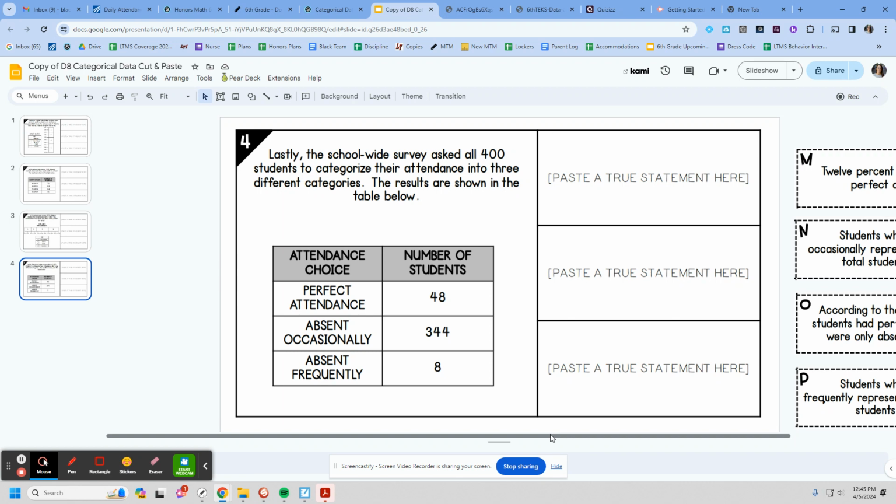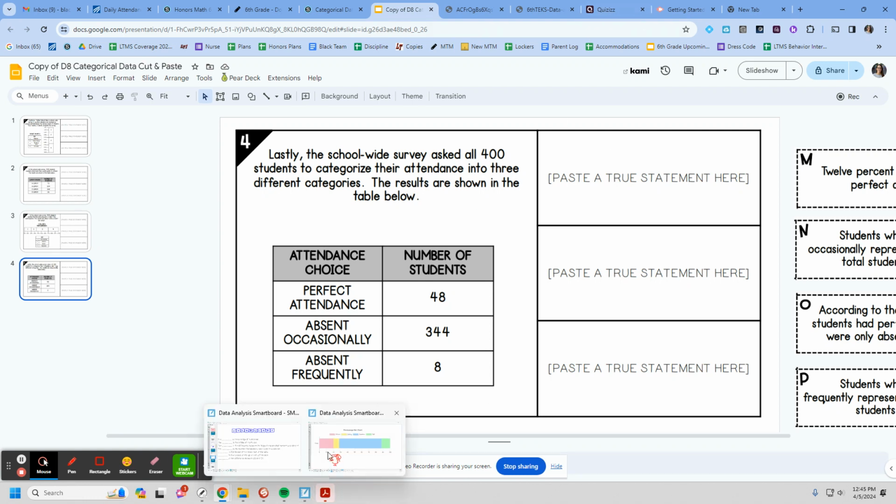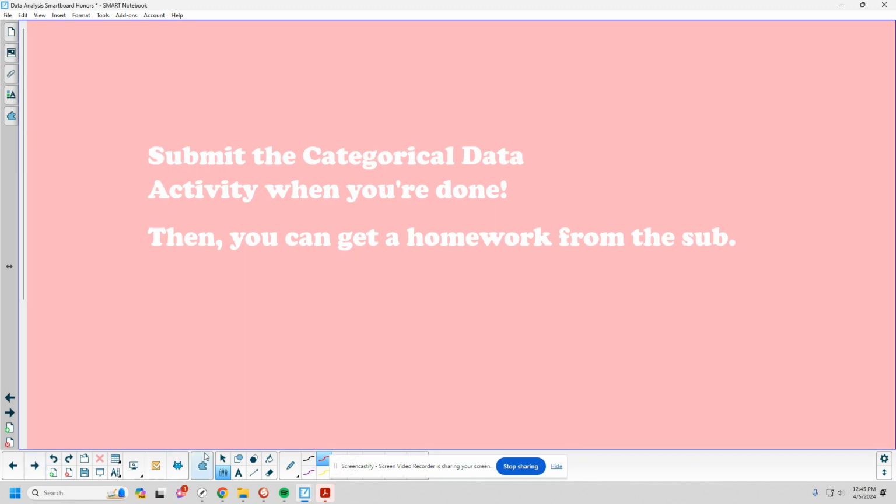All right, you guys are going to need some scratch paper, so help yourself, or a whiteboard. Make sure you do a good job on this because I'm going to have you submit it when you're done. So the plan will be to work on the slides, submit that when you're done, and then you can go grab a homework from the sub.